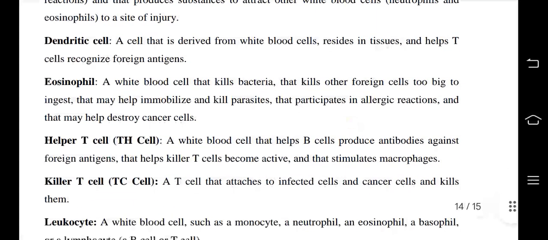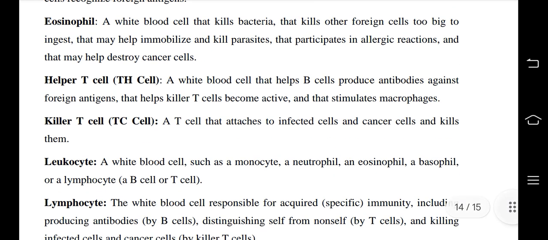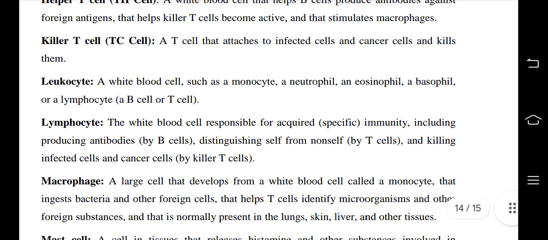Then helper T cells or Th cells: a white blood cell that helps B cells produce antibodies against foreign antigens, that helps killer T cells become active, and that stimulates macrophages. Then killer T cells: a cell that attaches to infected cells and cancer cells and kills them. Then leukocyte: a white blood cell such as a monocyte, a neutrophil, an eosinophil, a basophil or a lymphocyte.